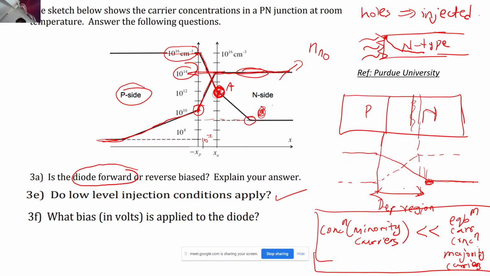Now the concentration of minority carriers. Who are the minority carriers on the N side? They are the holes, correct? So that's why I write p over here. Now on what side have these carriers been injected? On the N side these carriers have been injected, right? And where am I checking their concentration? At the edge of the depletion region. Where is the edge of the depletion region? At Xn, correct? And this should be much less than the equilibrium carrier concentration of majority carriers.